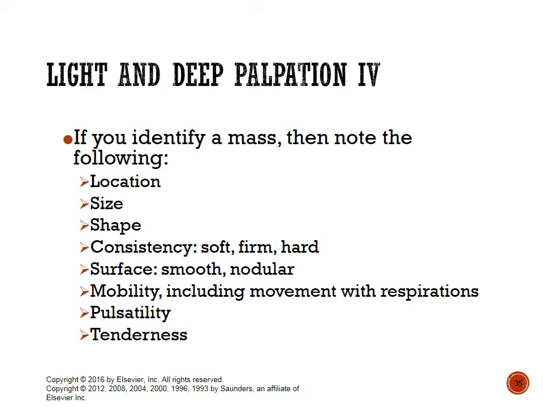So if we do identify a mass, we're going to look at the location. We need to do an approximate size. Is it golf ball? Is it the size of a grapefruit? Or is it even the size of a pea? The shape of it. Is it consistent? Is it a nice firm nodule, or is it kind of soft and mushy? Also, does it move easily or freely, and how does it move with respirations? We do want to make sure it doesn't have a pulse, and that it's not eliciting any pain.